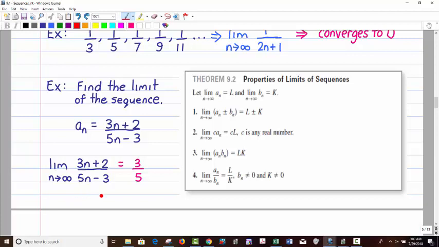So, you look at this as, since n is going to infinity, that you have the largest exponent on top and bottom being the same power. So that means the limit will be the ratio of the coefficients. So it would be 3/5.